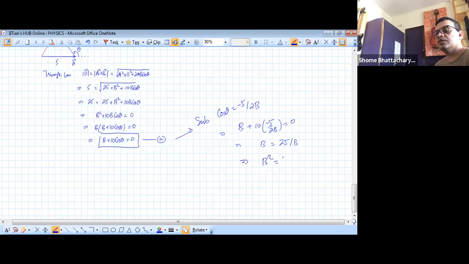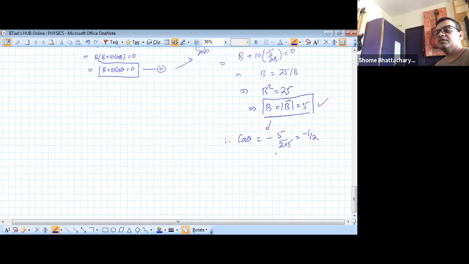That means b square is equal to 25. Now that means that b, being the mod of a vector, cannot be a negative quantity, so it will be 5. So magnitude of b is known. So put this back in this equation. So therefore we have cos theta is equal to minus 5 upon 2 into 5. So minus half. Now cos theta is negative, that means theta is in second quadrant.